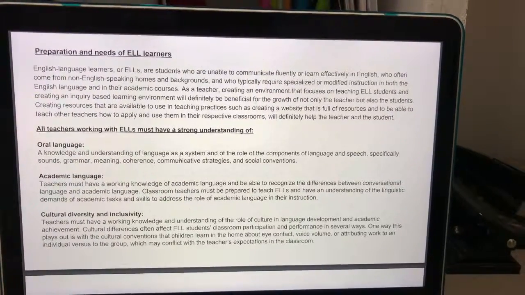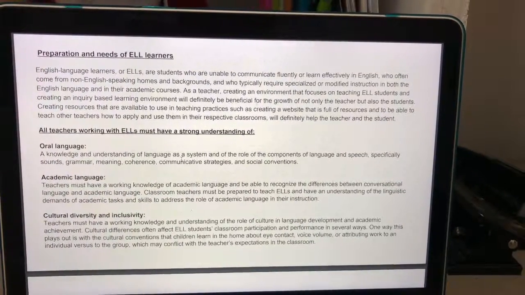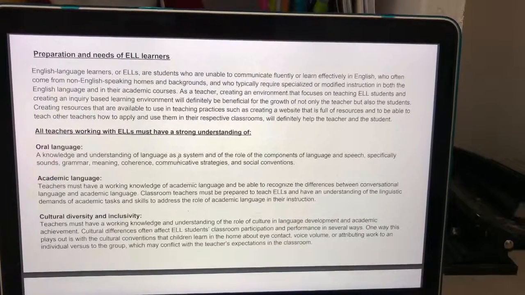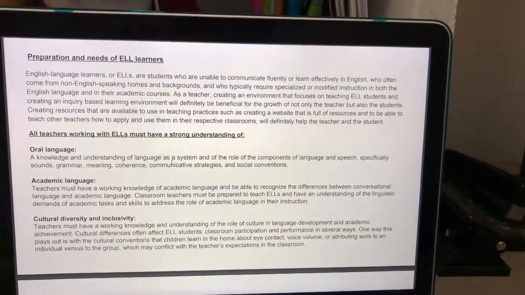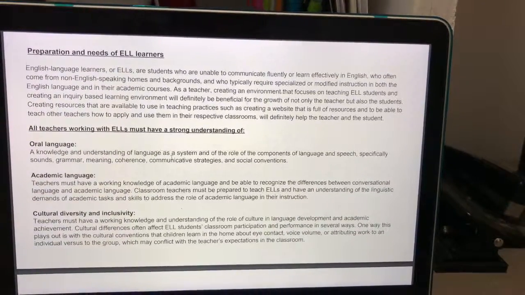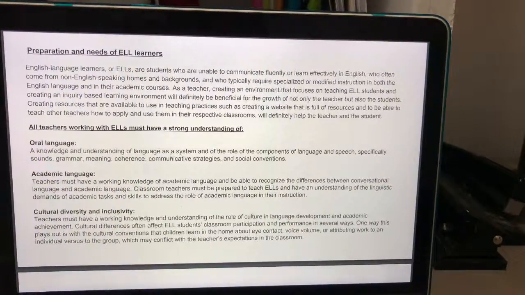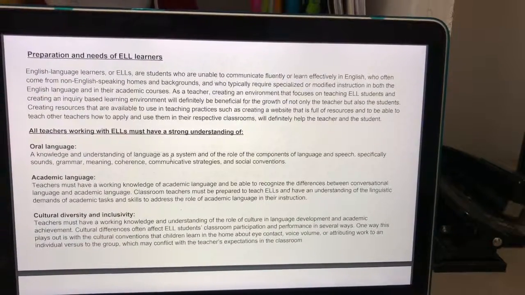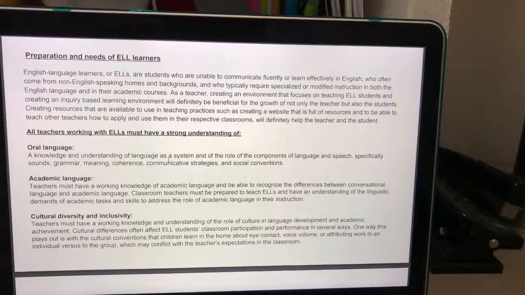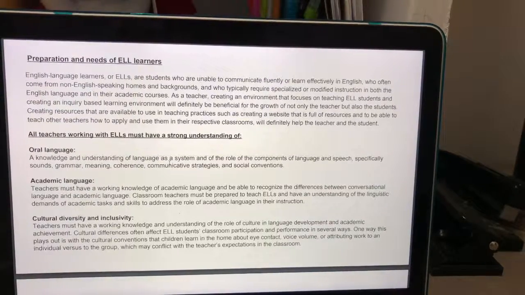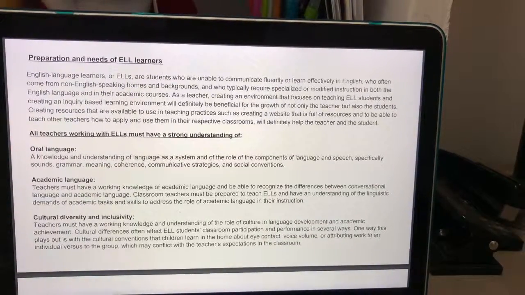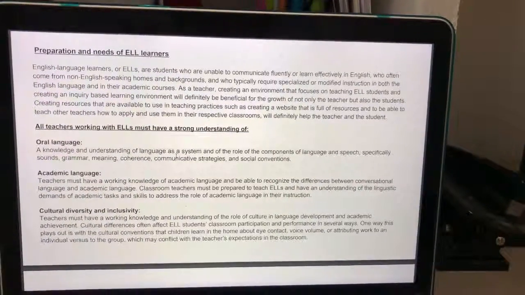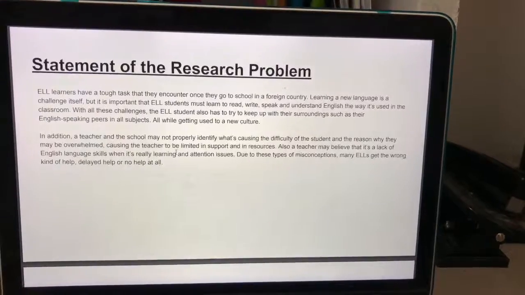For academic language, teachers must have a working knowledge of academic language and be able to recognize the difference between conversational language and academic language. Classroom teachers must be prepared to teach ELLs and have an understanding of the linguistic demands of academic tasks. And also for cultural diversity and inclusivity, teachers must have a working knowledge and understanding of the role of culture in language development and academic achievement. And cultural differences often affect ELL students' classroom participation and performance in various ways.